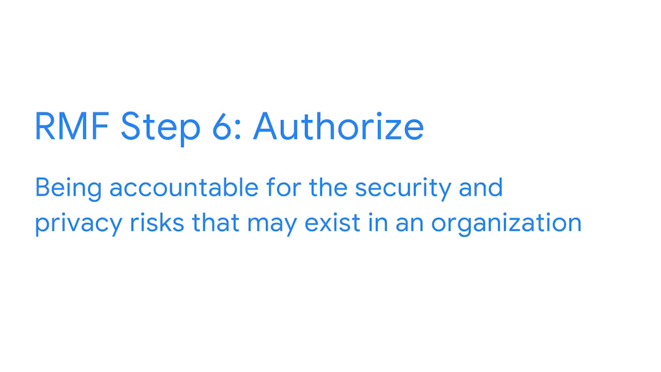Step 6 is authorize. Authorize means being accountable for the security and privacy risks that may exist in an organization. As an analyst, the authorization step could involve generating reports, developing plans of action, and establishing project milestones that are aligned to your organization's security goals.